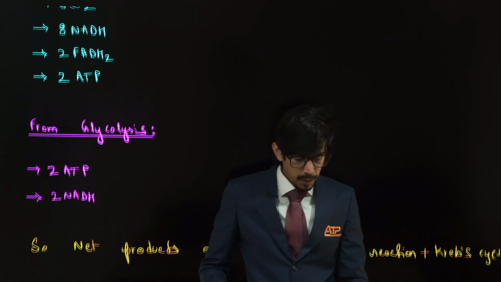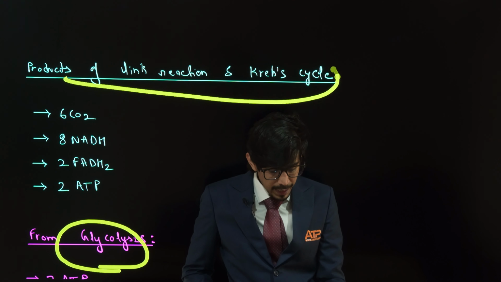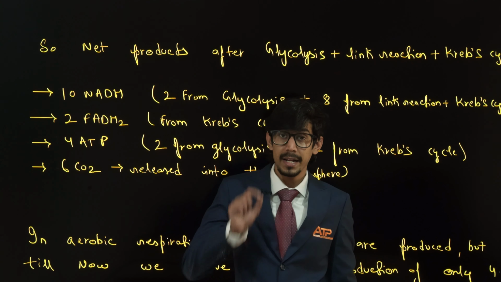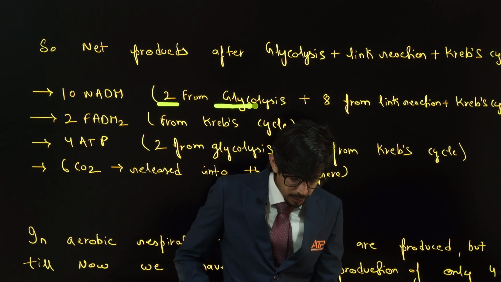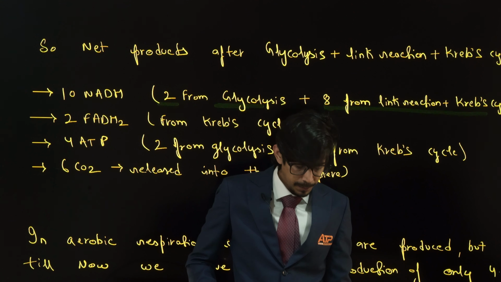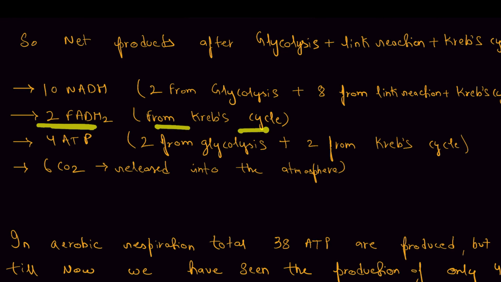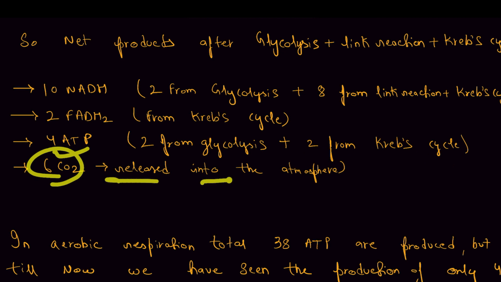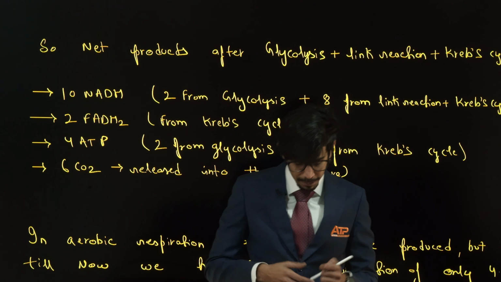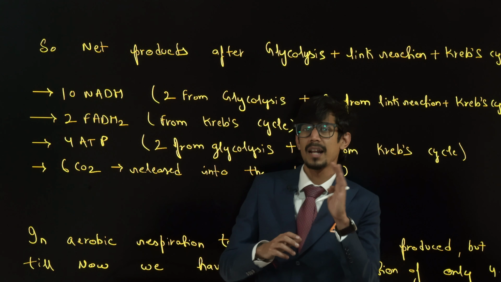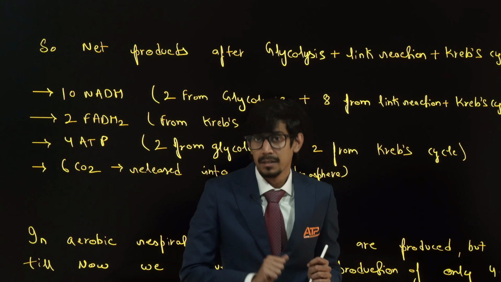Clear? So till now, from glycolysis and from link reaction and Krebs cycle, the total number of NADH that we have gotten here are 10, which is 2 from glycolysis and 8 from link reaction and Krebs cycle. 2 FADH2 we got from Krebs cycle. 4 ATP we got, 2 from what? Glycolysis and 2 from Krebs cycle. So total 4 ATP and 6 carbon dioxide, which is released into the atmosphere, right? CO2 is released into the atmosphere after respiration. So these are the net products after glycolysis, link reaction and Krebs cycle.